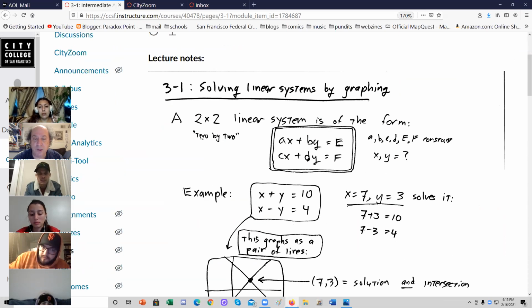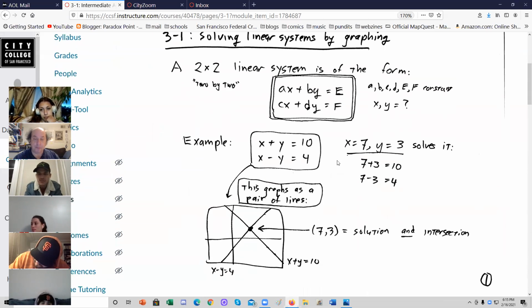A 2 by 2 linear system is of the form ax plus by equals e and cx plus dy equals f. It's two equations and two unknowns. A, B, C, D, E, and F are constants. We're trying to find what x and y equal.